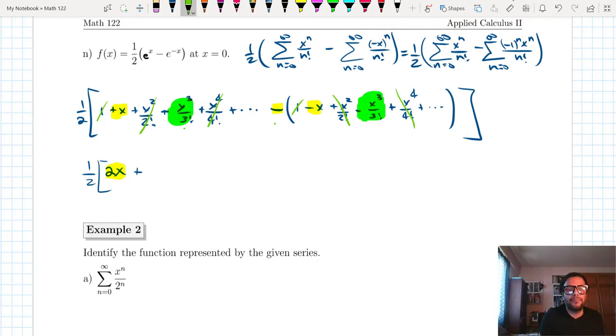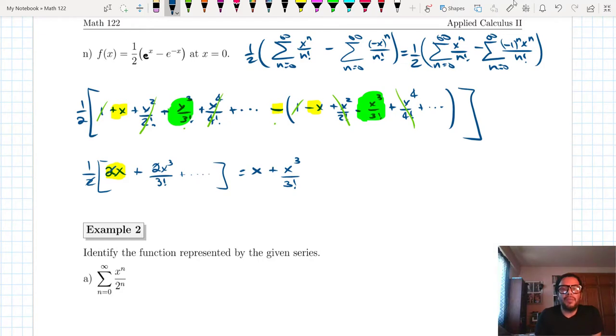So this will be 2 x cubed over 3 factorial, and so on and so forth. Notice we can divide out this 2 with that 2, leaving us with simply x plus x cubed over 3 factorial.